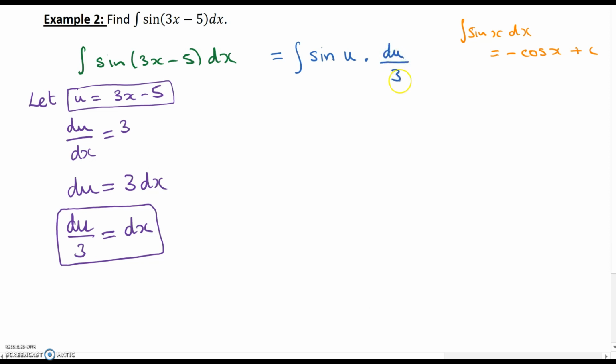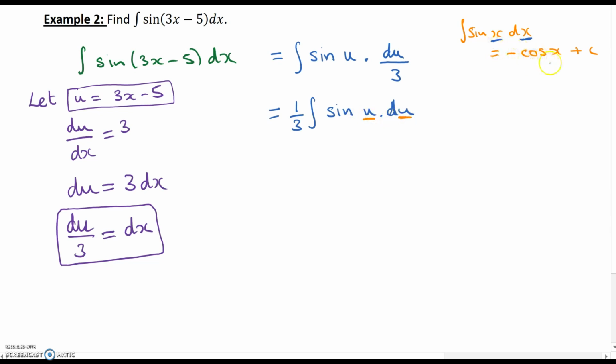Okay, so now the 3 is a constant, it's 1/3, so we take that out. So it's going to be 1/3 times the integral of sine of u du. And just like here, where the argument was the same as the expression that's written after the d, we now have the same thing here. The argument of the sine function is the same as that letter there. That means we're ready to integrate.